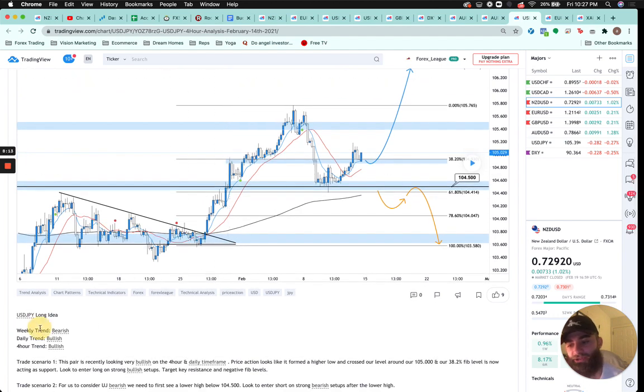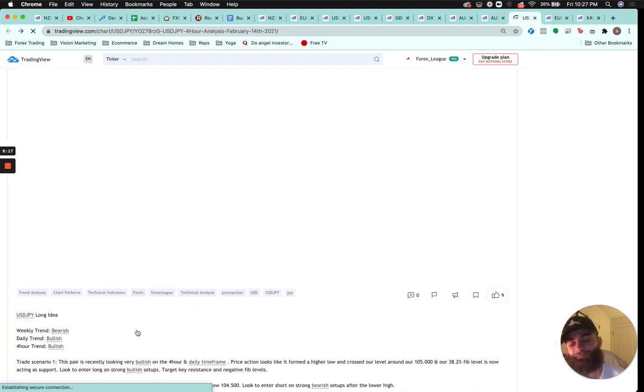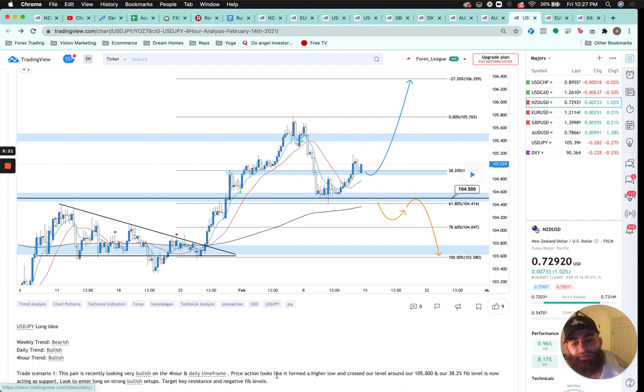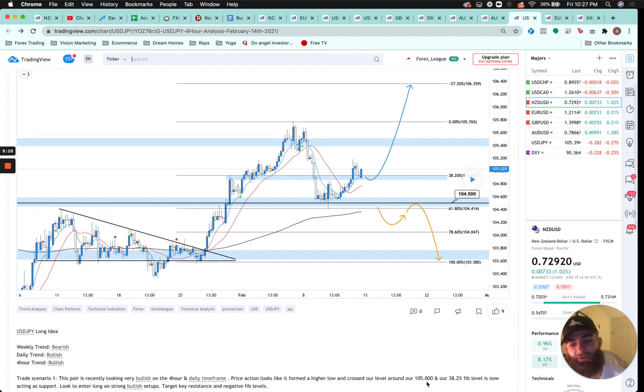This thing was bearish on the weekly, bullish on the daily, bullish on the 4-hour right here. Pair looking very bullish, 4-hour and daily. Price action looks like it just formed a higher low and crossed our level at 105, and our 38.2 is now outside support. Look to enter long on bullish setups, target key resistance.